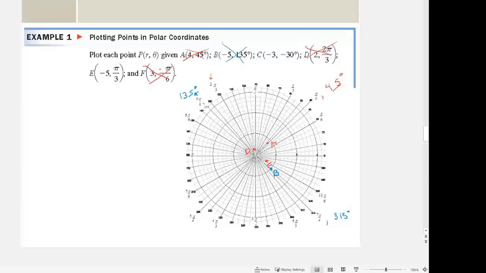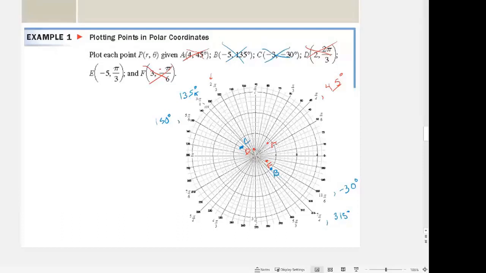Again, -30 degrees would be the same as negative π/6 is -30 degrees. I'm in quadrant 4. The exact opposite direction is going to be quadrant 2 at, from -30, my reference angle is 30. It's going to be 150 degrees, which is the same as 5π/6. I go to here, and that is 3. That's going to be right about here. And that's C.